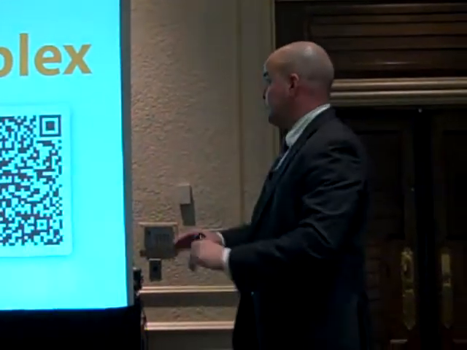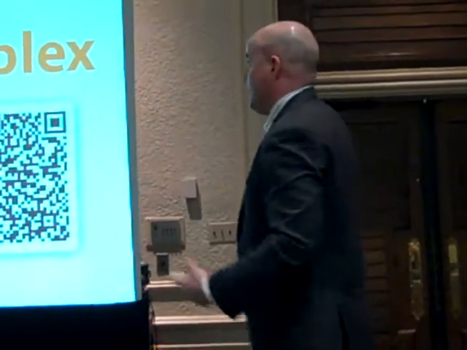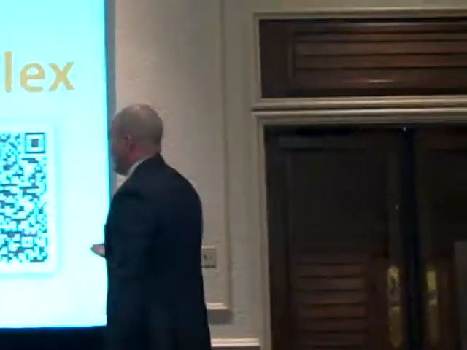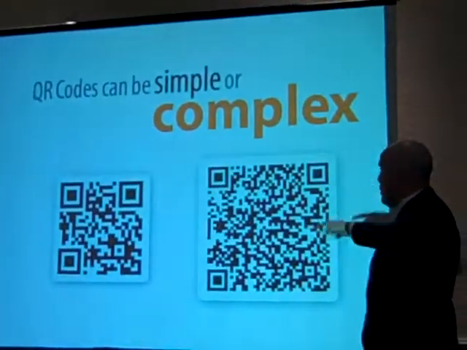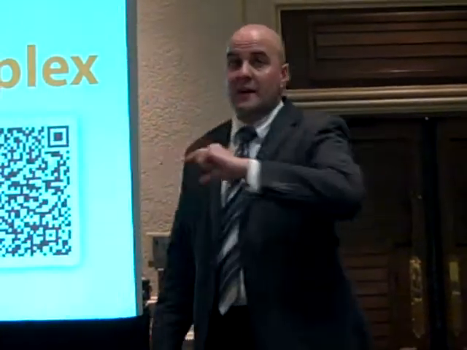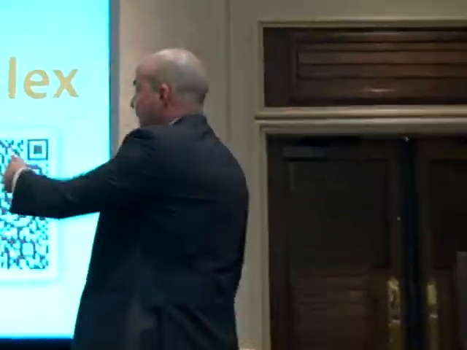So, first, we'll start with just a basic. They can be simple or complex. And so here's the thing: if you look at the difference, this one has a whole lot more going on in it than that one. It comes down to how much data you put in the code. The less data, the better. Because if someone's got their phone, maybe it's not too bright outside, if there's less data in the code, that increases the chances that people will be able to scan it successfully.